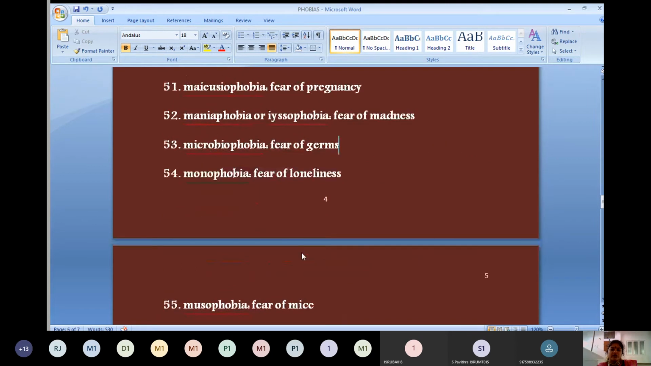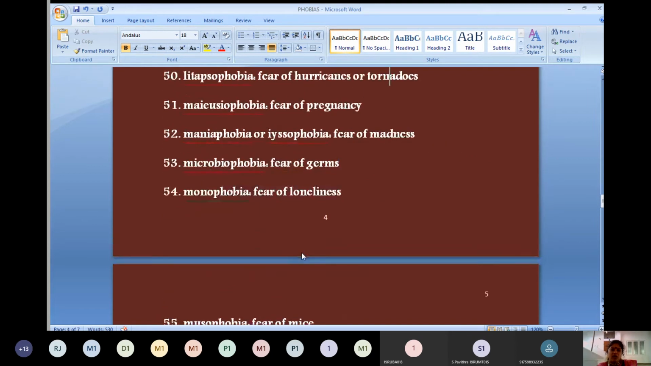Topophobia. Fear of hurricanes or tornadoes. சூறாவளி காற்றை பார்த்து பயப்படுறது litopsophobia. Then fear of pregnancy is called meiosiophobia. Then fear of madness, maniaphobia or essophobia. Look at the spelling, essophobia. Then fear of germs is called microbiophobia.